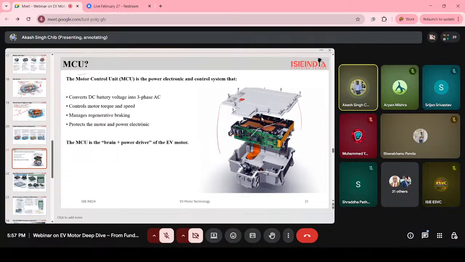Basically, it converts DC battery power into 3-phase, controls the motor torque and speed, and manages regenerative braking. In the next slide you will see how regenerative braking works and how it increases the efficiency of a motor. It also protects the motor and the power controller, and I will discuss how that works. It is the brain and the power driver of our electric vehicle.